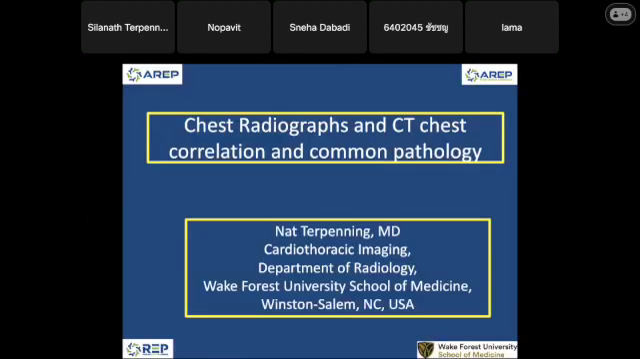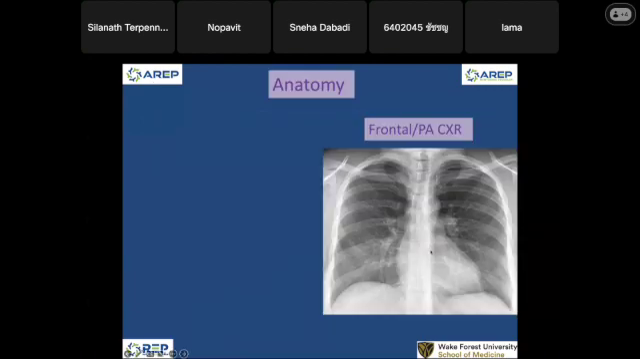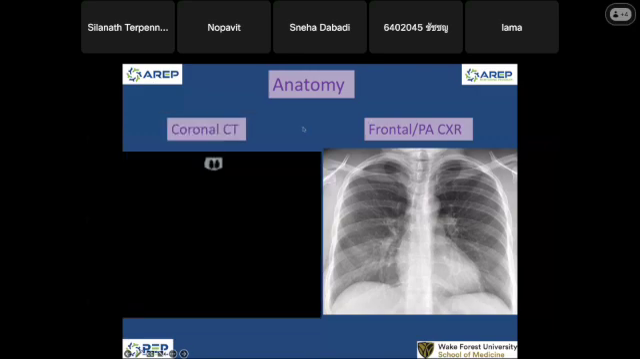Okay, so today we're going to talk about chest radiographs and CT chest correlation, and we will look at the common pathology. The standard chest radiograph will be PA or AP, and the original standard is the PA, meaning the beam comes from the posterior to the anterior chest. This is how it looks on the PA chest radiograph. We saw this yesterday. And look at our CT. When we scan the patient on axial images, we use software to reconstruct those axial images into sagittal and coronal. So I'm showing you coronal reformatted images of the chest CT.